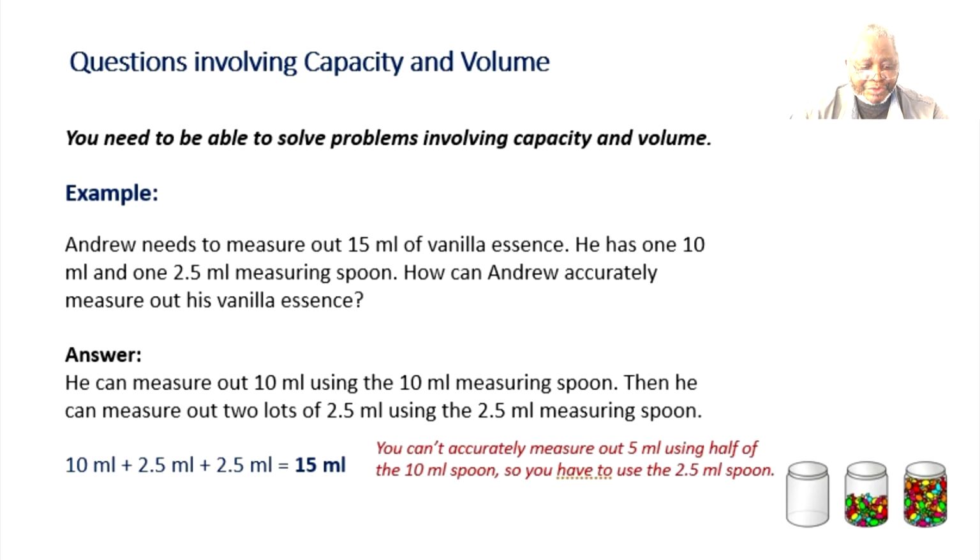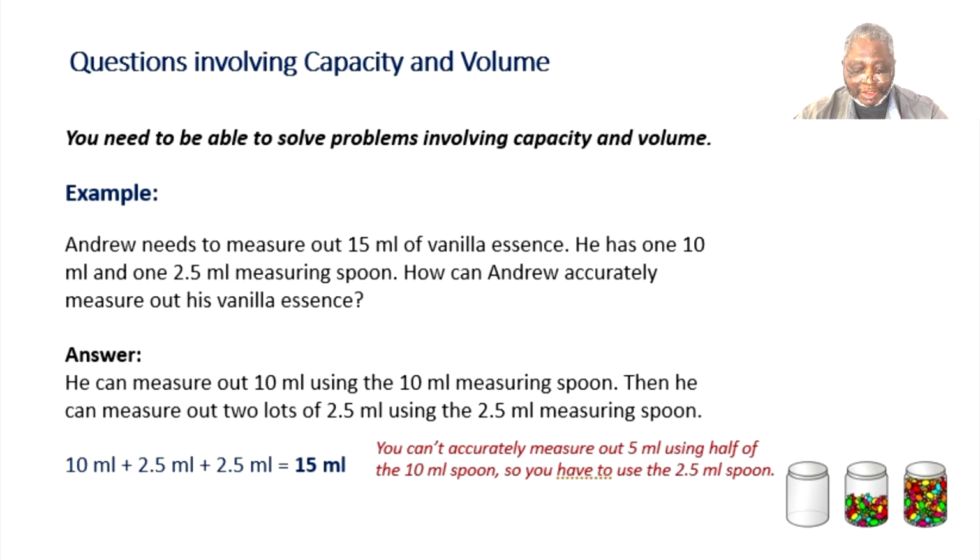Example, Andrew needs to measure out 15 ml of vanilla essence. He has one 10 ml and one 2.5 ml measuring spoon. How can Andrew accurately measure out his vanilla essence? The answer, he can measure out 10 ml using the 10 ml measuring spoon. Then he can measure out 2 lots of 2.5 ml using the 2.5 ml measuring spoon, because 10 ml plus 2.5 plus 2.5 is equal to 15 ml.